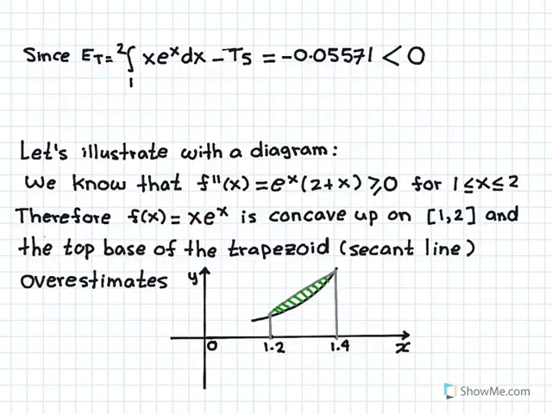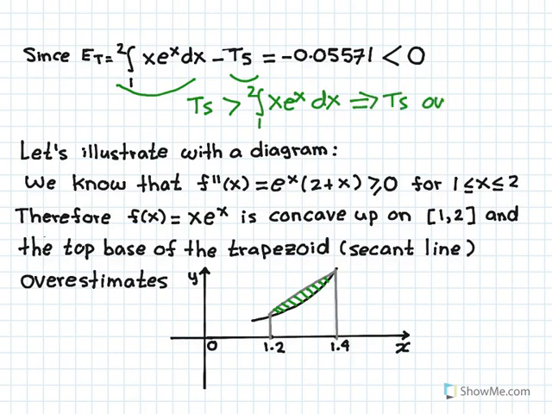And so now we can see that the trapezoidal error, the integral of x e to the x dx minus T5, is less than 0. That means that T5 is larger than the integral from 1 to 2 of x e to the x dx. That means the trapezoidal rule is overestimating. It's bigger than the actual area under the curve. So T5 overestimates.